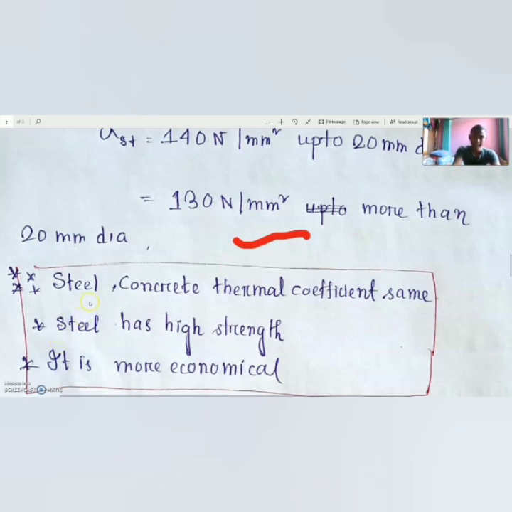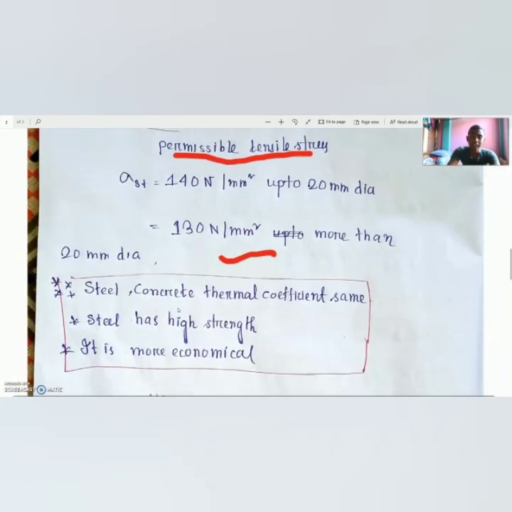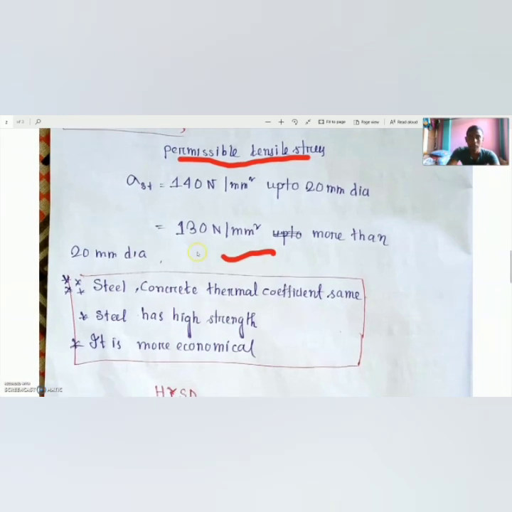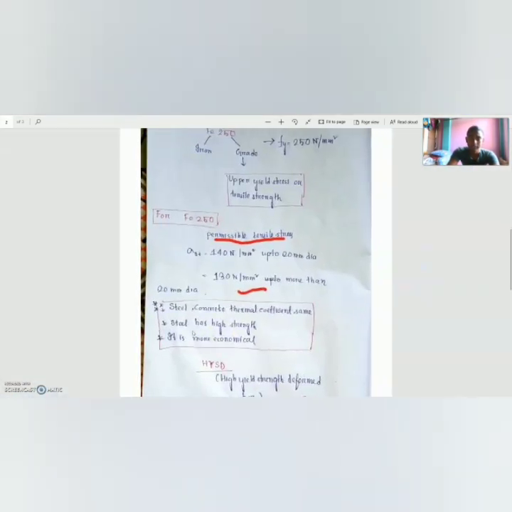The answer is that steel and concrete both have the same coefficient of thermal expansion. As the temperature changes, the structure changes its dimension or shape simultaneously, because steel and concrete have the same thermal coefficient value. Moreover, steel has high strength and it is more economical than any other metal. So we use steel.